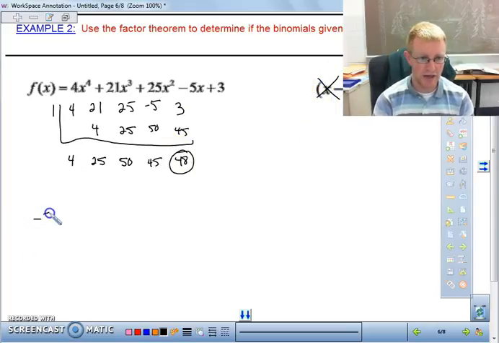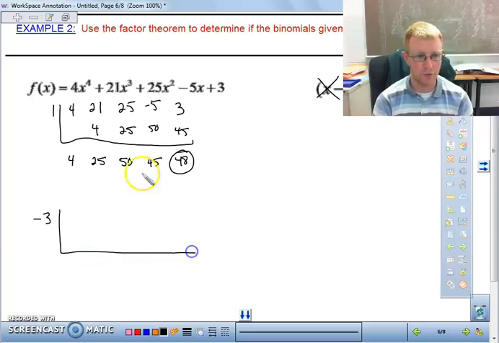So now we're going to try negative 3. Because again, x plus 3, which you see on your paper, that would yield us a 0 of negative 3. So when we put this in, we do the same coefficients. 21, 25, negative 5, and 3. Okay, bring down the 4. 4 times negative 3 is negative 12. That gives us 9. Negative 27. That gives us negative 2. Positive 6.